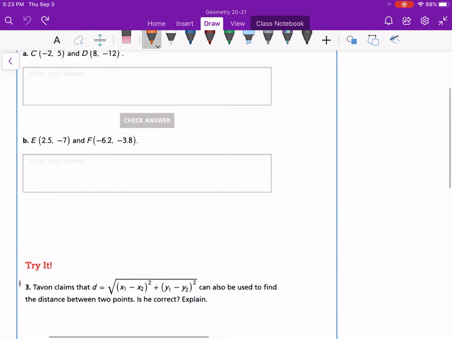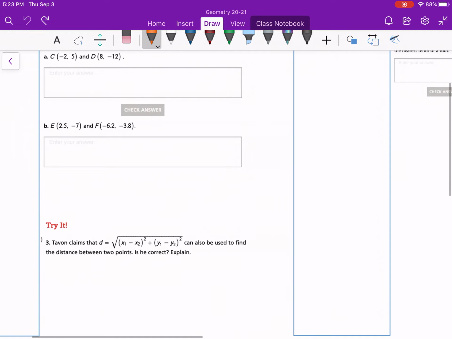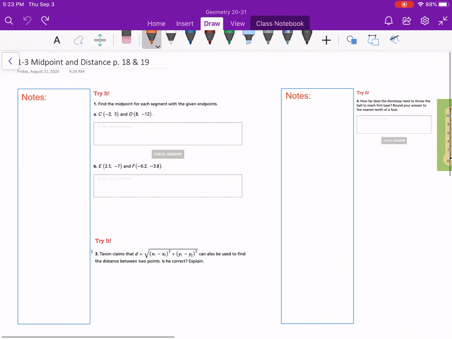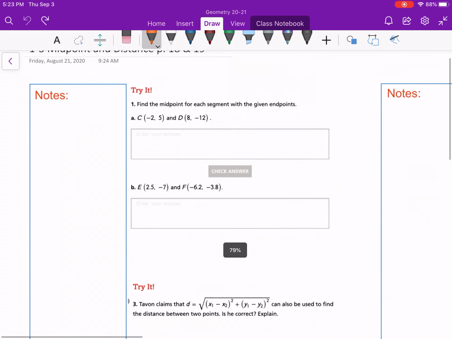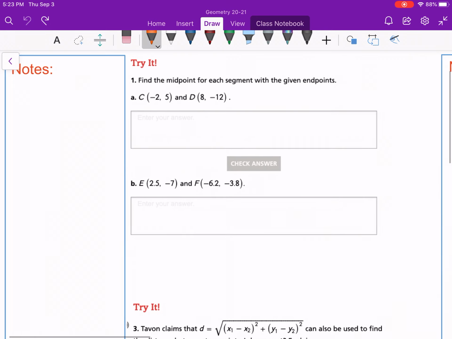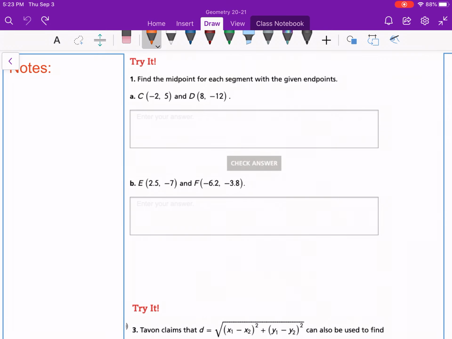We're gonna skip example 2, and we're just gonna do 1, 3, and 4. But you should be able to follow along with me. You have a little notes column in your book too, so anything that I write over there, you can as well. So the first problem, it asks us to find the midpoint.